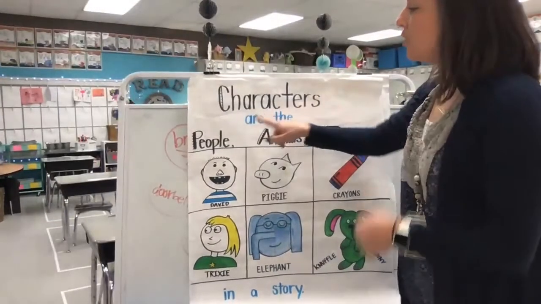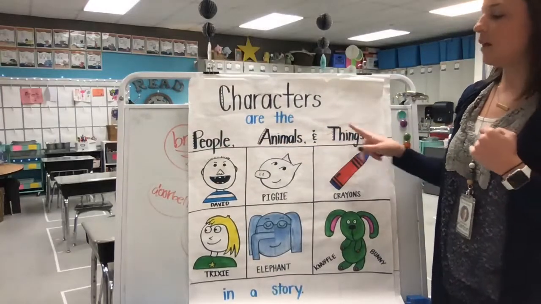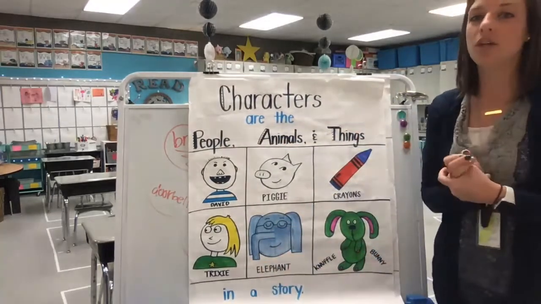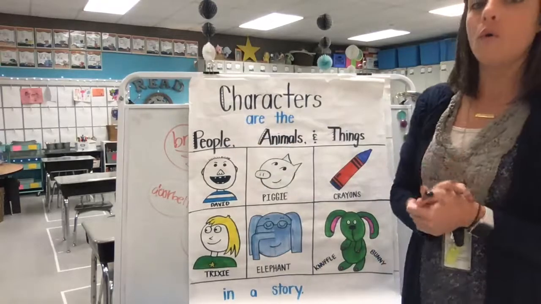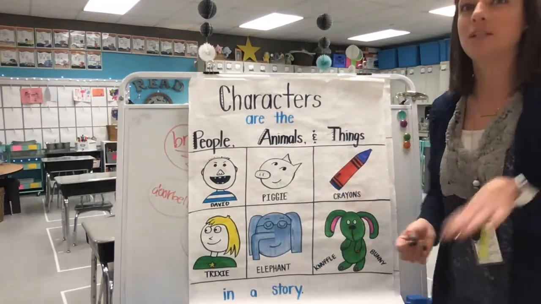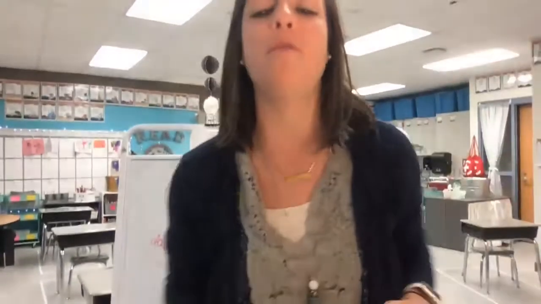We've learned that characters are the people, animals, and things in a story. So our character can be about people, or it can be about animals, or even things, just like the examples that we've talked about before. So we're going to sing our character song that we've done before. Let's get out our W arms and sing together.